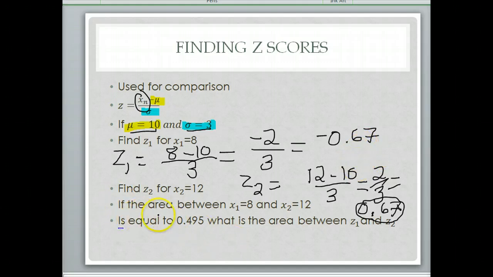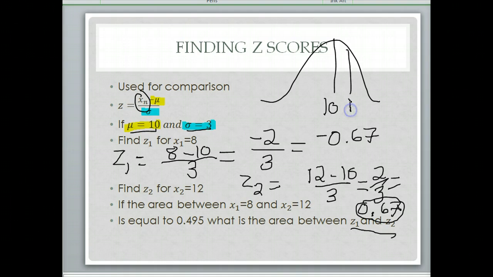The last thing we need to know is this: if the area between the two of these on the normal curve is 0.495, what is the area between z1 and z2? If we had a specific normal curve we could draw for this specific case where the mean is 10 and the standard deviation is 3, it would go something like this. Mean goes in the middle. Standard deviations go to each side: 7, 4, 1. That would be the normal curve for this particular distribution.